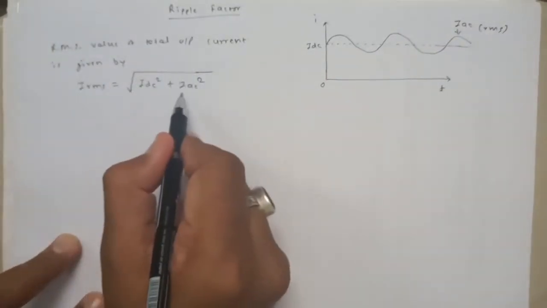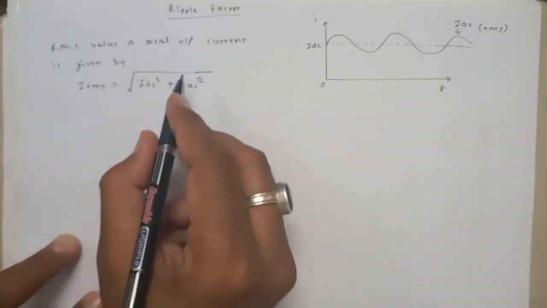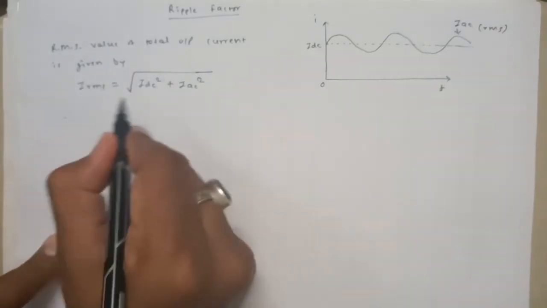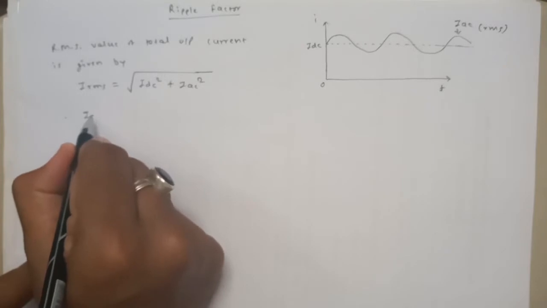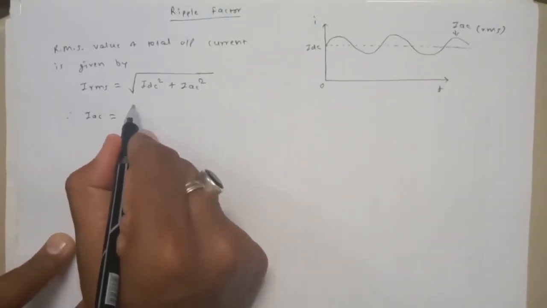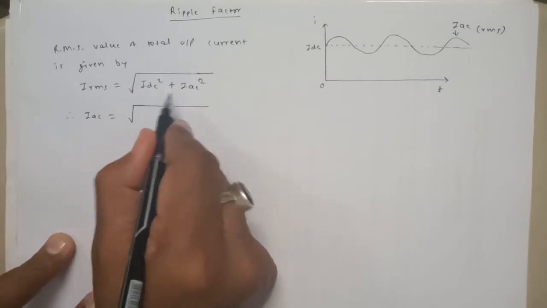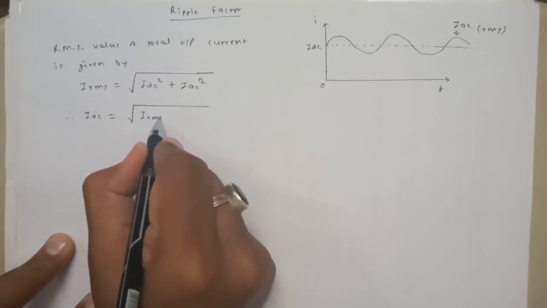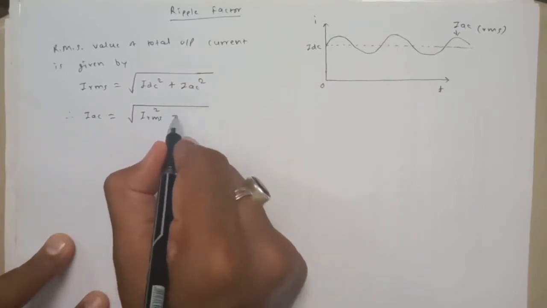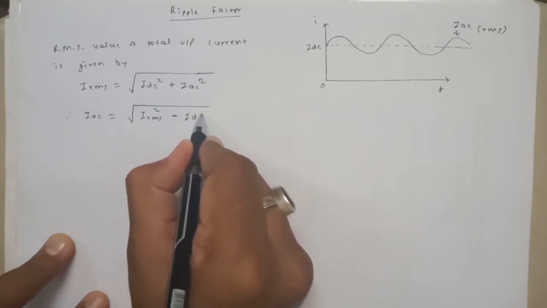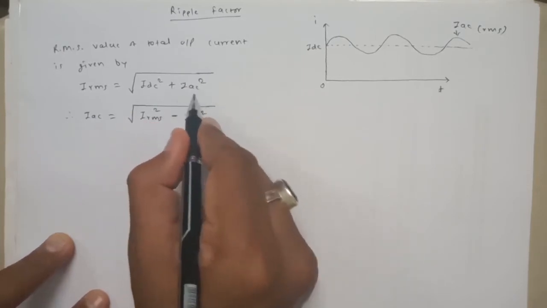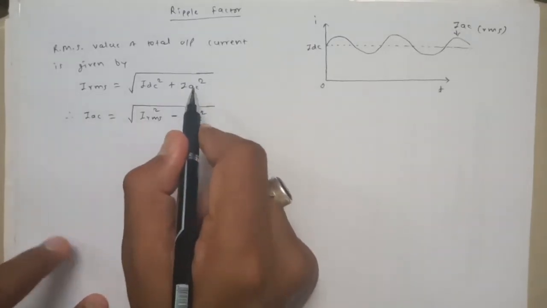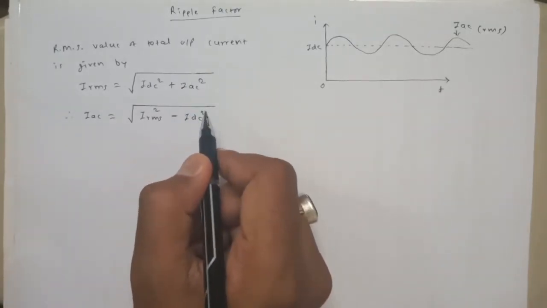Now from this equation, by making a minor modification, I want IAC on the left hand side and all the remaining terms on the right hand side. So I can modify this equation like IAC is equal to the square root of IRMS square minus IDC square. I hope you can understand, right? It's simple. We have taken this outside and this we have taken inside. In this way the equation is modified.